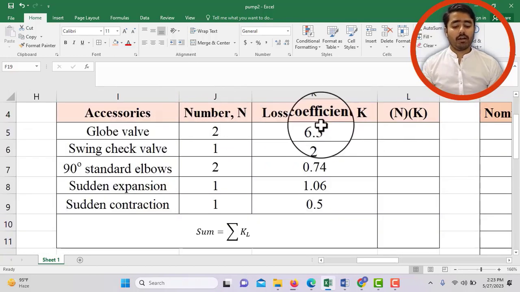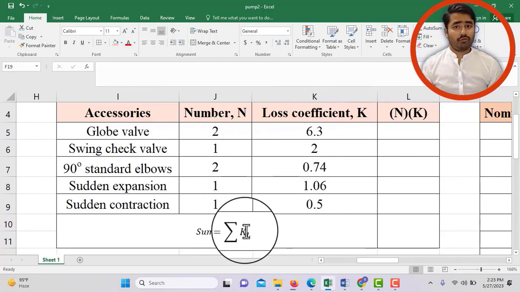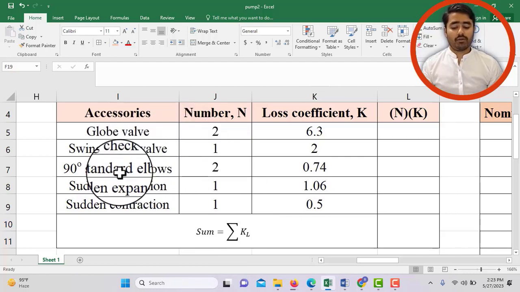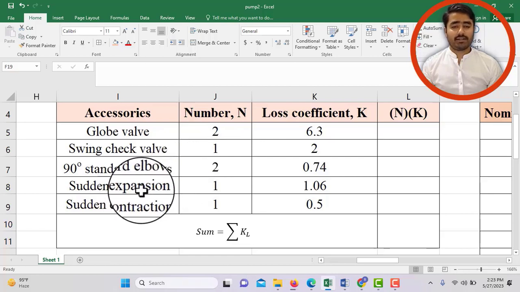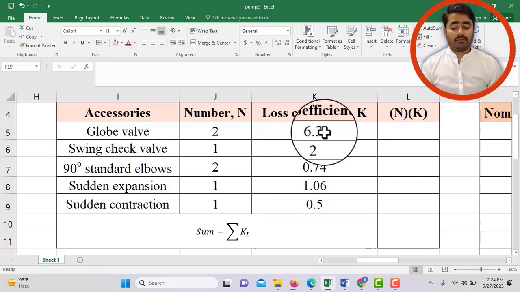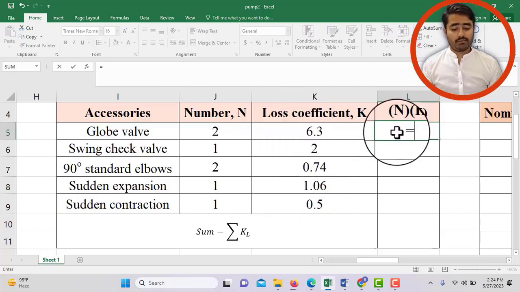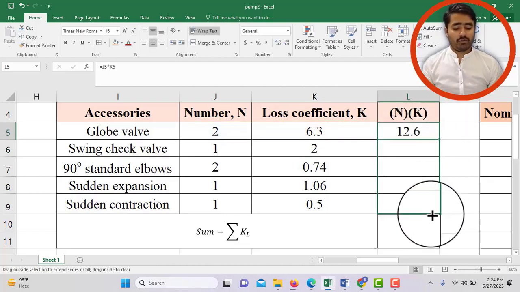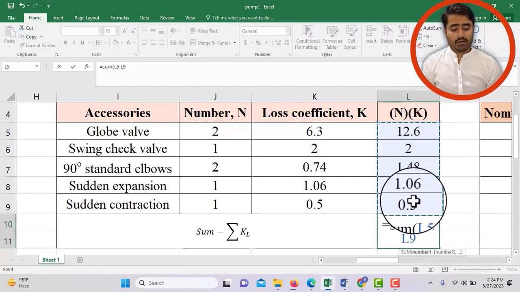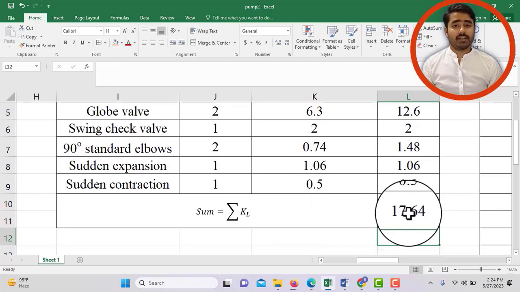Now I am heading towards the loss coefficient. For calculating the head loss due to friction, we have to calculate the sigma KL, the sum of the loss coefficients of every component. So in our system we have two globe valves, one check valve and two 90-degree standard elbows, one sudden expansion and one sudden contraction. So values of every component are given. You will just multiply the number with this loss coefficient, drag it down for all of the components, and at the end just sum every term. You will get the sigma KL, which is equal to 17.64.